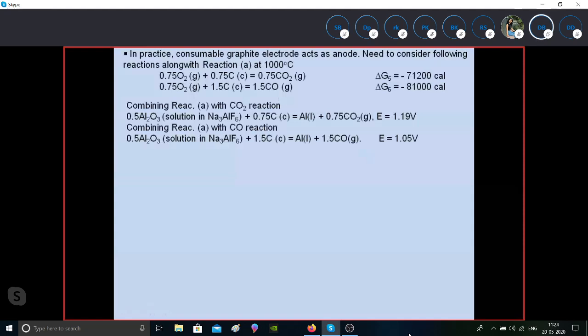If there is no carbon present, then my decomposition potential was 2.2 volt. But in the presence of carbon, either through formation of CO2 or through formation of CO, my decomposition potential comes down substantially from 2.2 to 1.19 or 1.05. That is what I am summarizing: the presence of graphite helps decomposition of alumina by formation of CO or CO2. So this is where I end today.